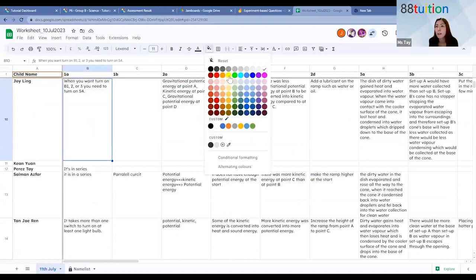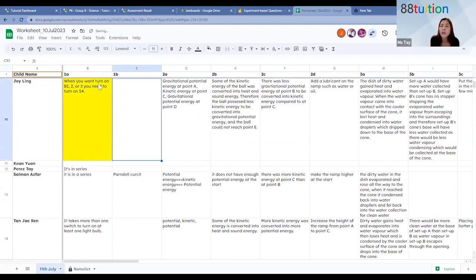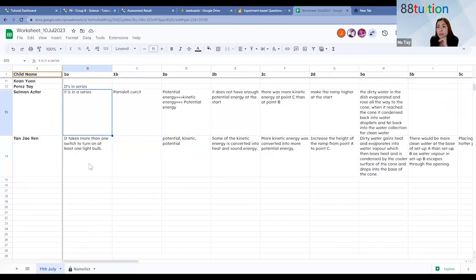The only thing about Joy's answer, when you want to turn on, can you change this to B2 and then B3? Because B1, B2, B3 is like bulb 1, bulb 2, and bulb 3. If you just put down the numbers, they might penalize you. Be very careful. So Jaren also knows something. Jaren says that it takes more than one switch to turn on at least one light bulb. Not specific enough.